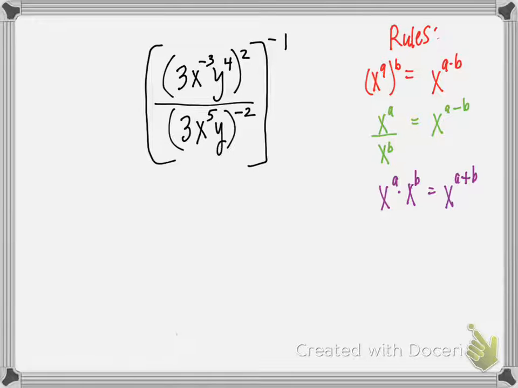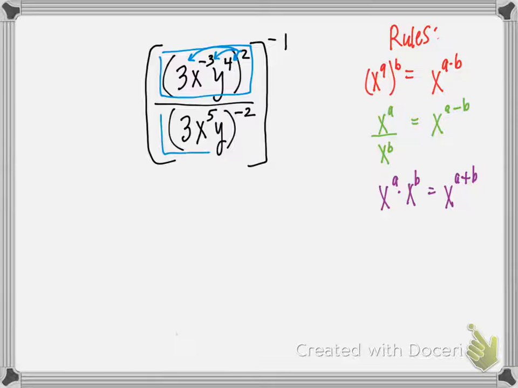So I'm going to be simplifying this rational expression here. So there's a lot going on. The first thing I'm going to do is ignore this negative first power here and simplify what's inside here. I'm going to start with the numerator, and everything in the numerator is being squared. So you have to square the 3, the x to the negative third, and the y to the fourth.